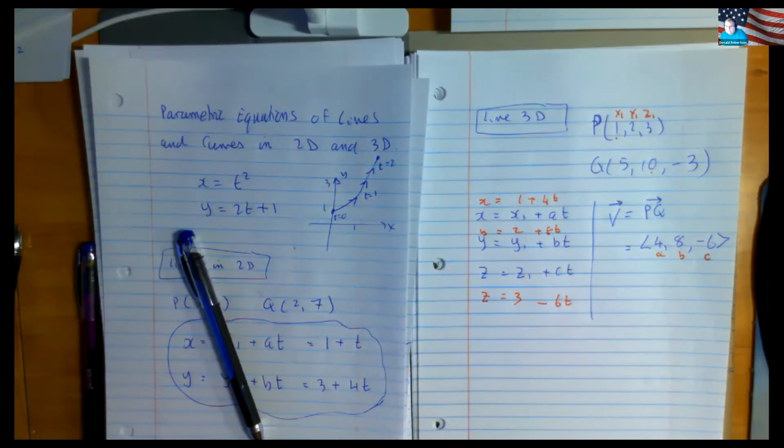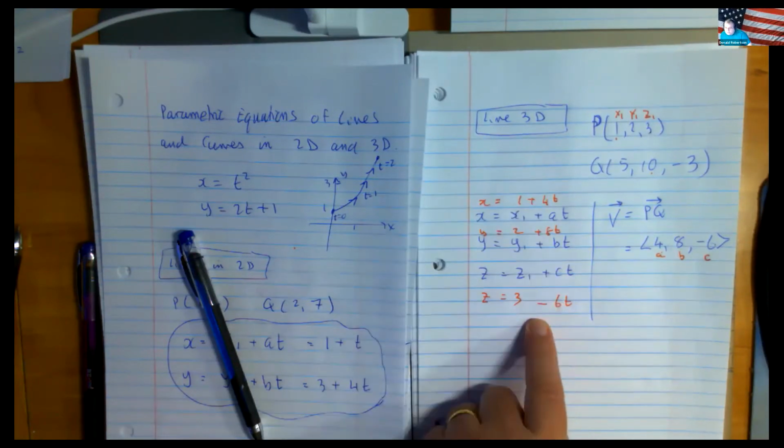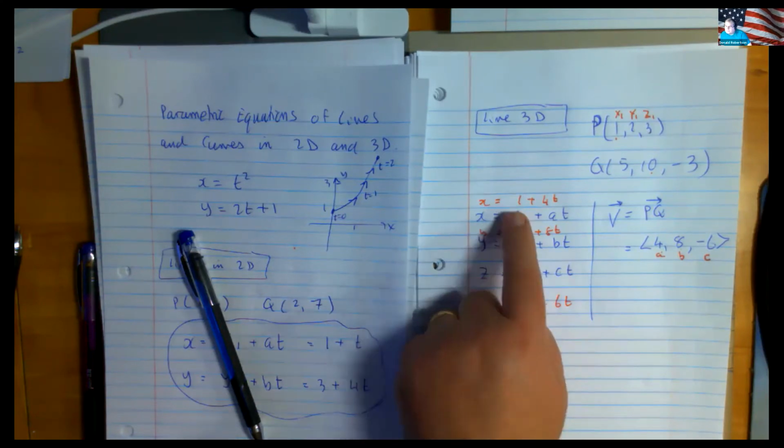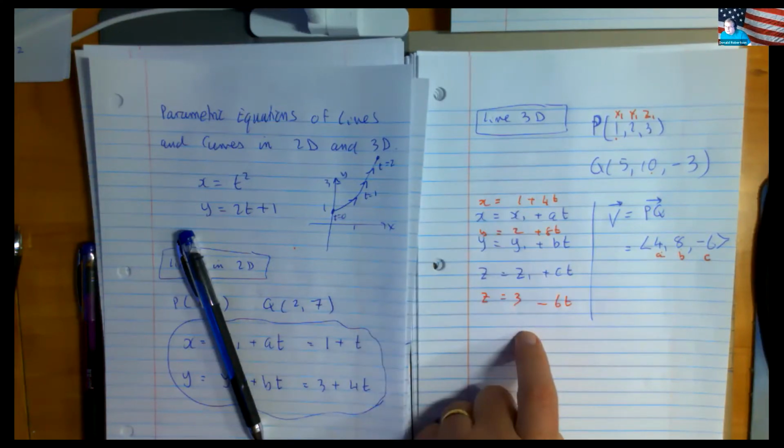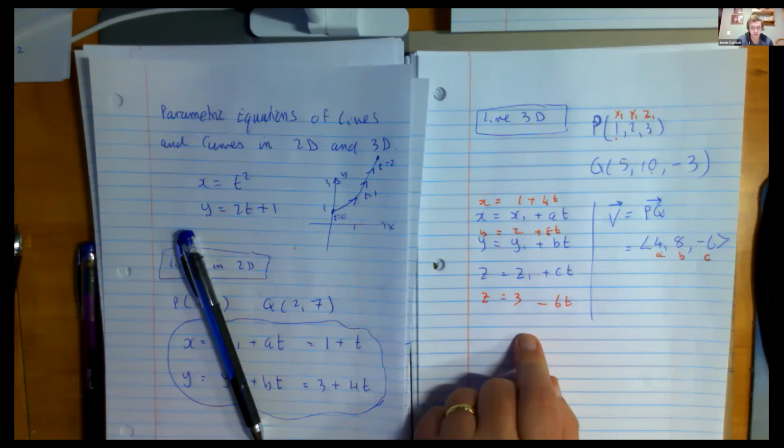So for whatever reason you need to, are you comfortable that if I tell you that there's going to be a line going from P to Q in 3D space, that you now know how to get its parametric equation? Do you want me to do another 3D one, or do you feel comfortable about this process? I think it's fine. Okay.